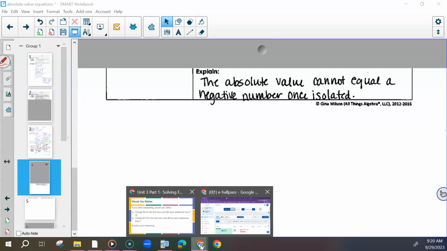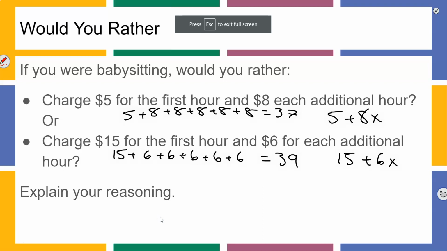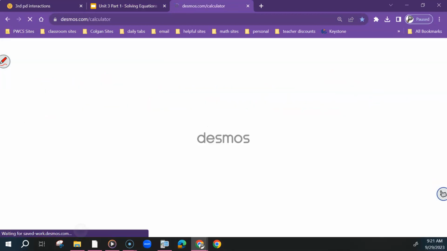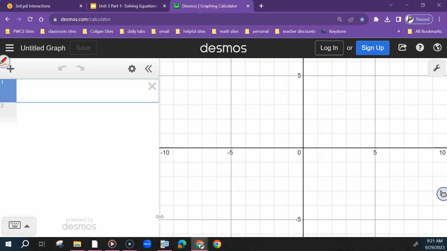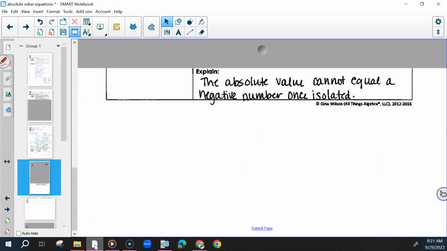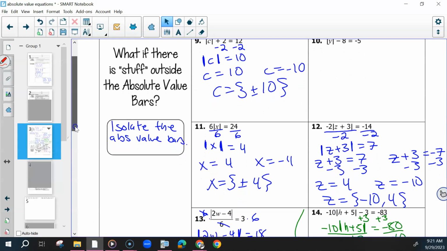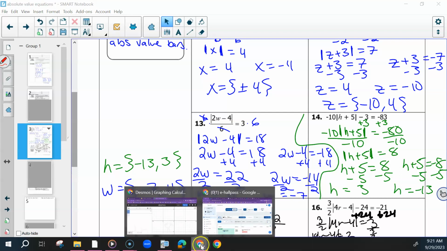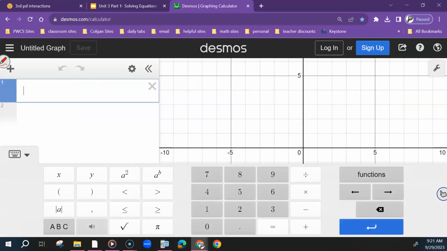On Desmos, this is what happens. So I'm going to put in just a random one. Let's say I put in this one: -10 times absolute value of h plus 5 minus 3 equals -83. When you put this into Desmos, you have to have x's, not anything else.